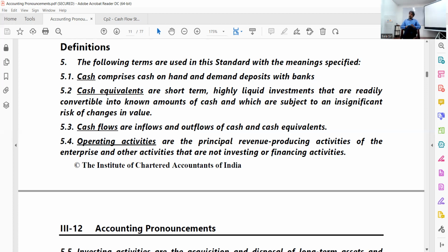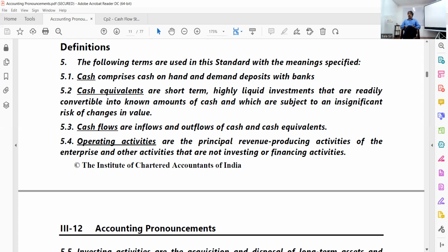Now listen. So you have to show the purchase of property, plant, equipment, and other intangibles. Property, plant, tangible, it can be intangibles. Disposal of property, plant, equipment, and other intangibles. And then you have purchase of long-term investments, that is investments which are not cash equivalents. And then disposal of investments which are not cash equivalents.